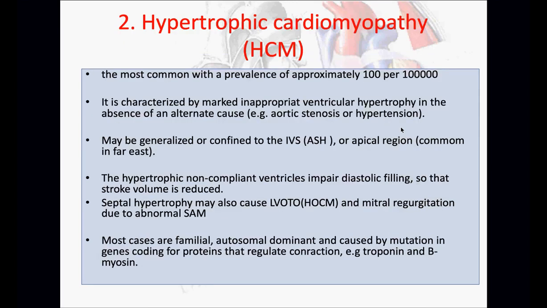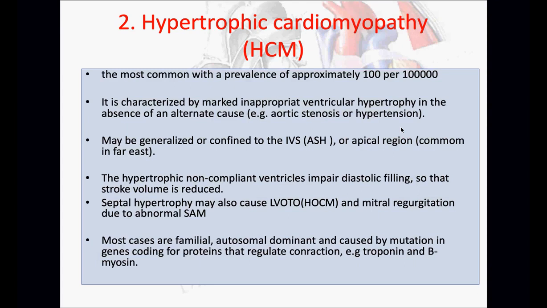Next slide, we talk about hypertrophic cardiomyopathy. It is a common disease with a prevalence of about 100 cases per every 100,000, characterized by marked inappropriate ventricular hypertrophy in the absence of any alternative cause. And most important to diagnose hypertrophic cardiomyopathy is to exclude aortic stenosis and hypertension, which cause a pressure overload and left ventricular hypertrophy.